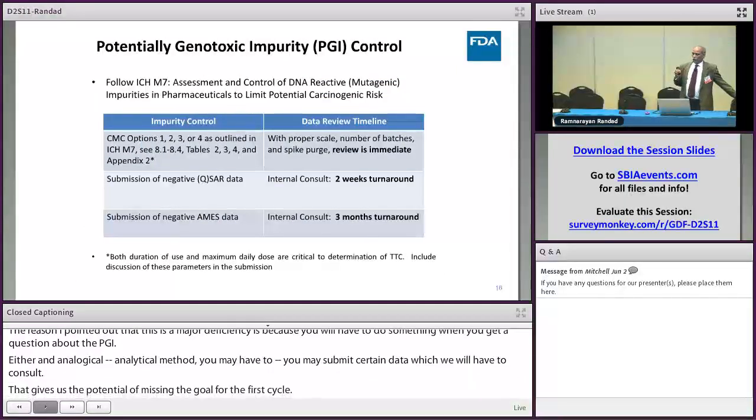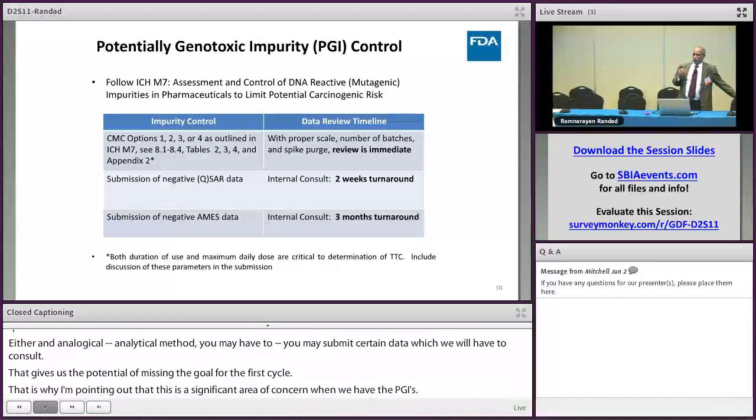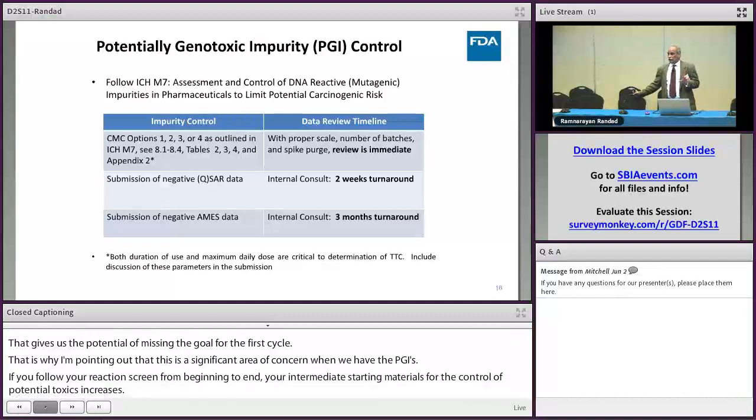And if you follow your reaction scheme from beginning to the end, look at your intermediates, starting materials, and reagents for control of potential genotoxic impurities, potential PGIs, because M7 gives you a wonderful, wonderful opportunity to categorize, quantitate, and control potential genotoxic impurities so that we can limit the exposure of carcinogenic impurities in the drug substance.